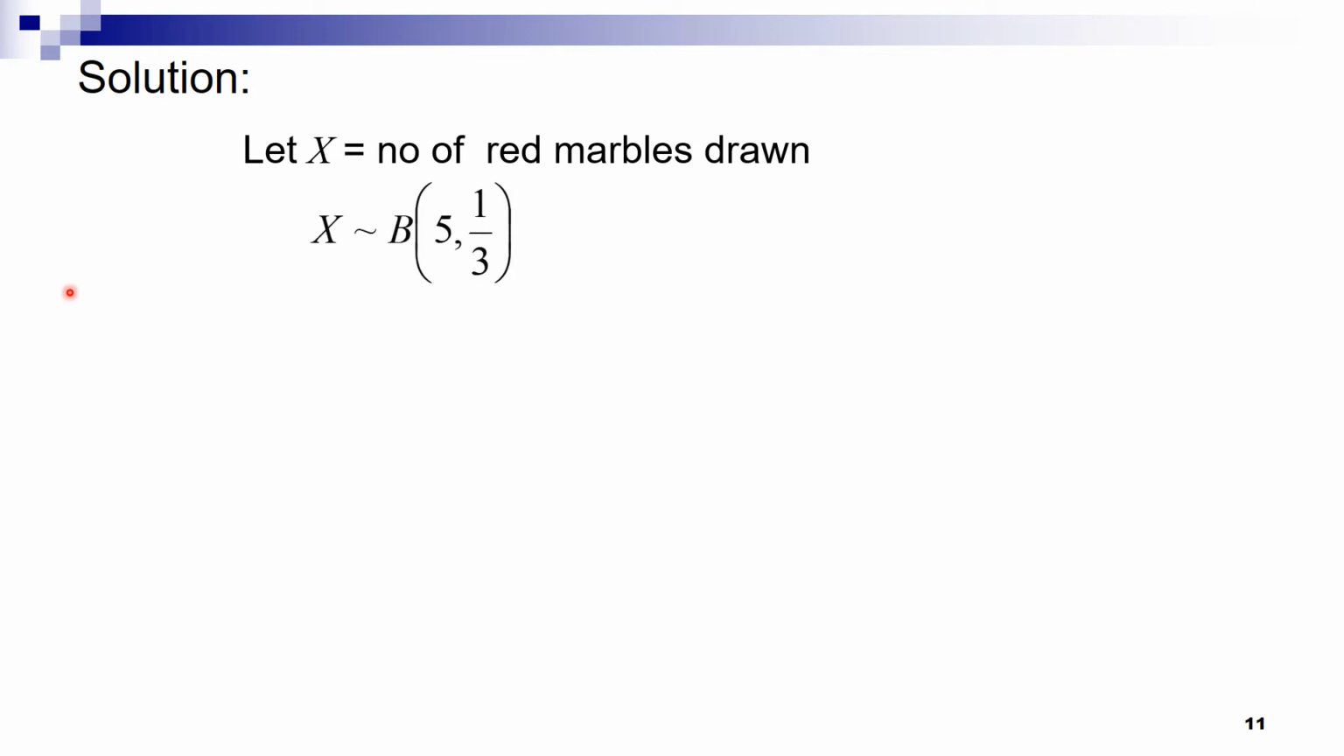Now I'm going to define my random variable X as number of red marbles drawn. Okay, you can choose X as number of green marbles, but I prefer red marbles because it's easier for us to calculate. So X is a binomial distribution with n = 5 because the 5 marbles are drawn from the box one by one. And the probability of getting a red marble drawn is 1/3.